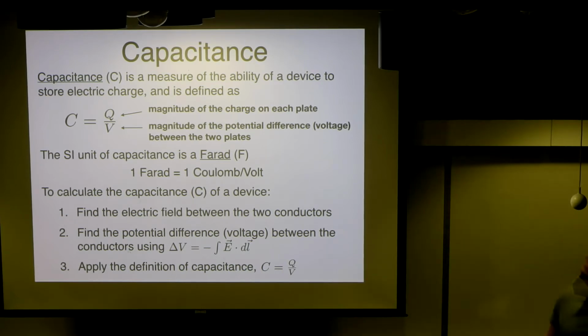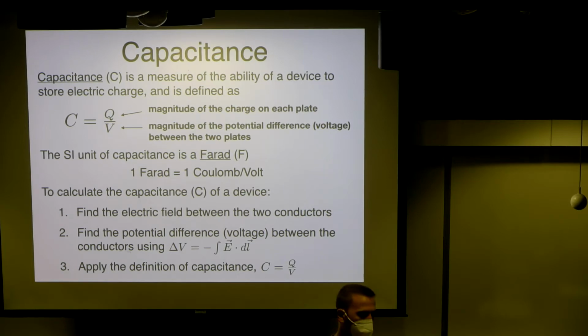And then the last step is pretty simple, right? Basically, delta V is something we calculated in step 2. If I just plug that into the definition of capacitance, where C equals Q over V, just plug in your voltage right here, you get out a formula for the capacitance, okay? And as we're going to see, what that formula looks like depends on exactly how you design your capacitor.